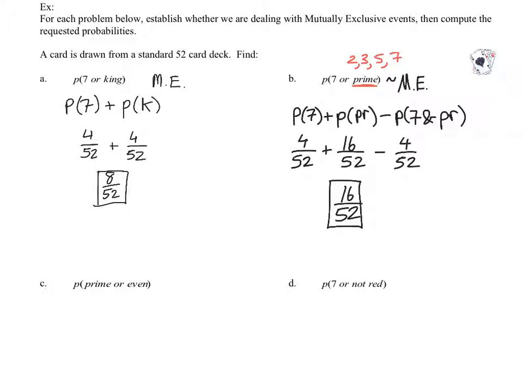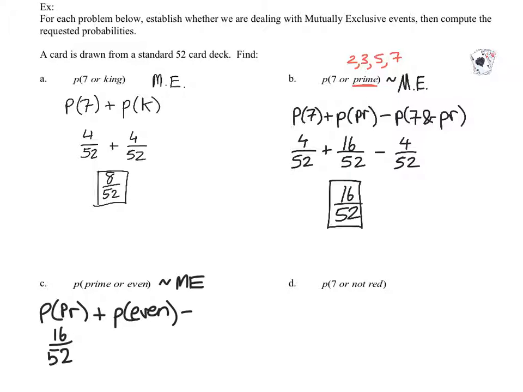All right. Prime or even? Mutually exclusive or not? Not, so not mutually exclusive. All right, so same idea, probability of prime, which we know is 16 out of 52, because we just figured that out. Oh, 52, look at that. That is a first day of the week mistake. Plus the probability of getting an even number.